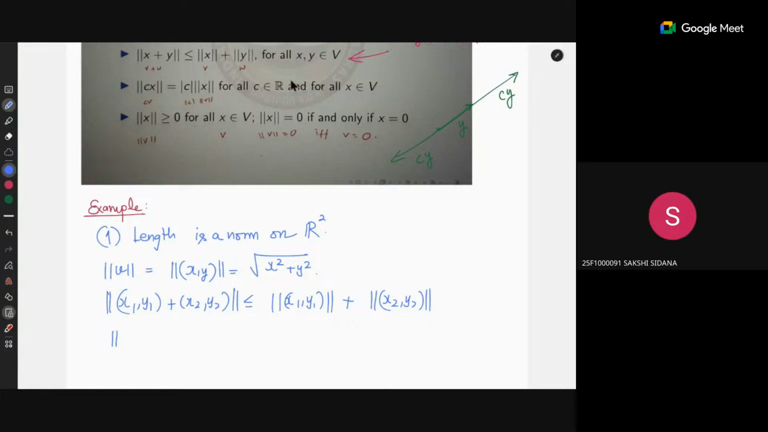Sorry to interrupt, sir. In the last condition, the norm of x1 plus y1, x2 comma y2, how are we going to represent it in the parallelogram? Sorry, maybe I missed it. I know how to represent x1 comma y1, under root x1 square plus y1 square, but not this complete form.